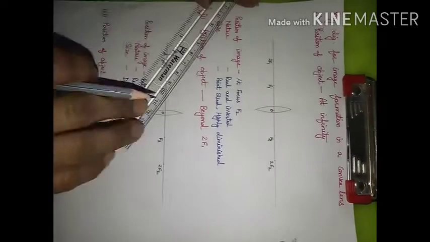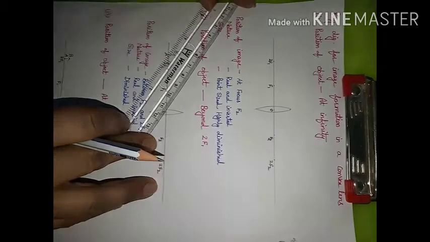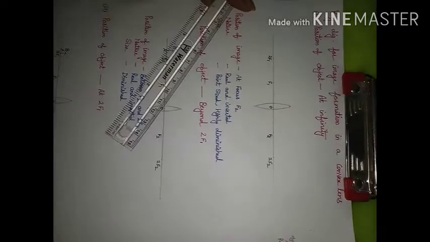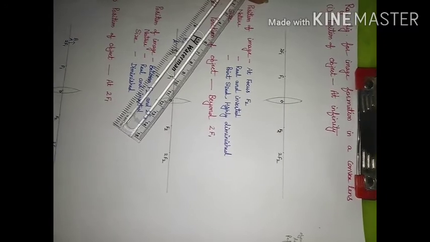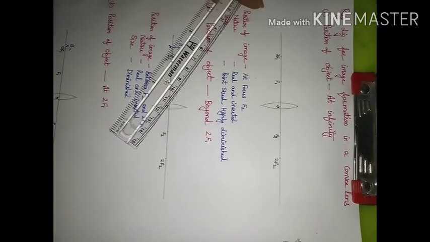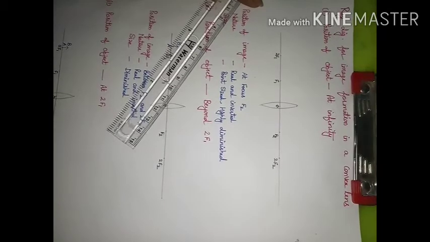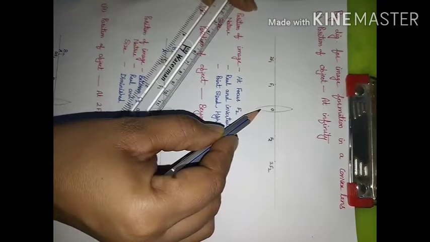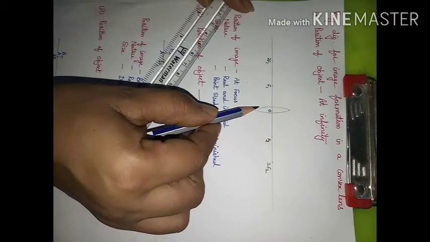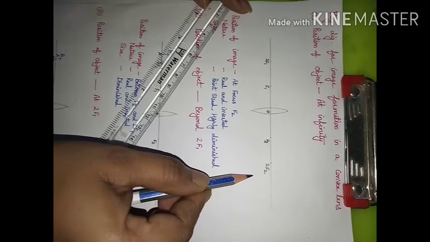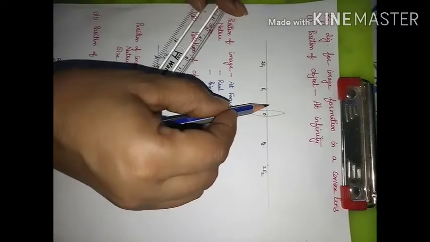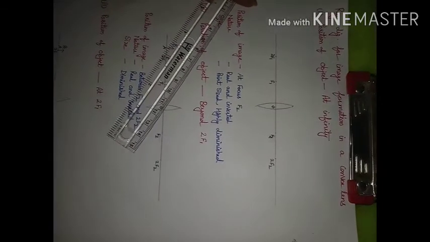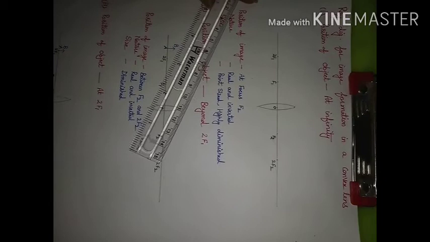Then we will consider that rays are coming from infinity, and when we draw the ray diagram, we must keep 3 rules in mind. Any ray of light that is parallel to the principal axis, after refraction, will pass through the focus. Any ray of light that is passing through the focus first, after refraction will become parallel to the principal axis, and any ray of light that is passing through the optical center will go undeviated. Out of these 3, we will use any 2 rules to draw the ray diagram.